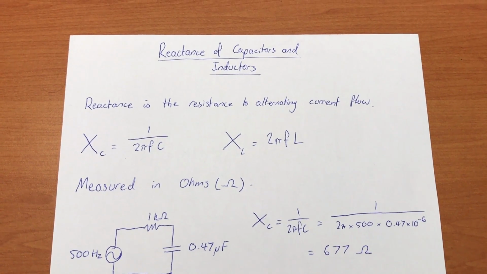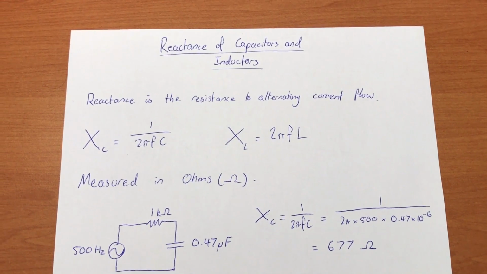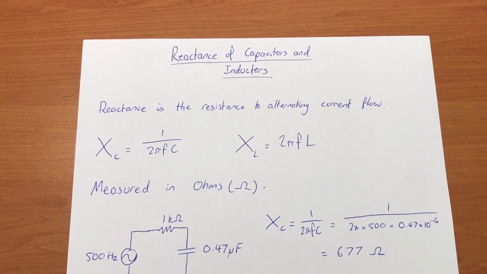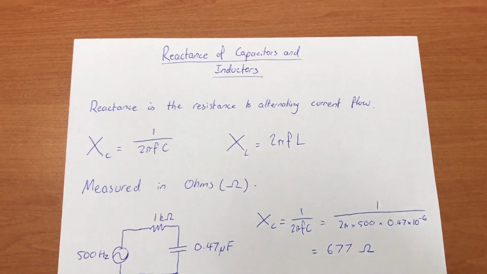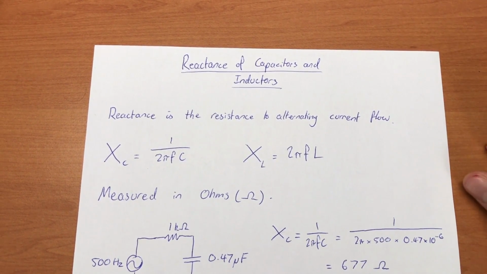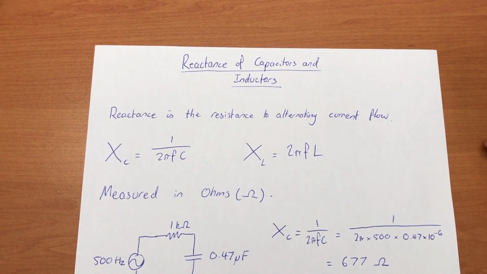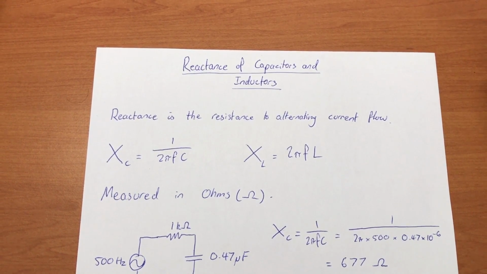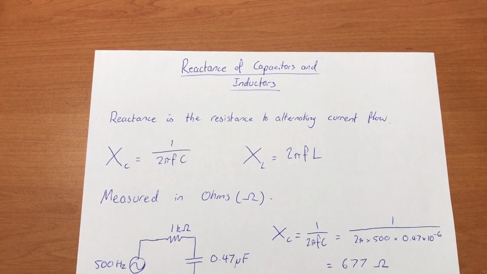Today, I'll be talking about reactance, specifically with capacitors and inductors. So, reactance is the resistance to alternating current flow. When you have an AC circuit, the current is constantly changing directions, and there's a resistance that goes back into the system when this happens, and that is our reactance.